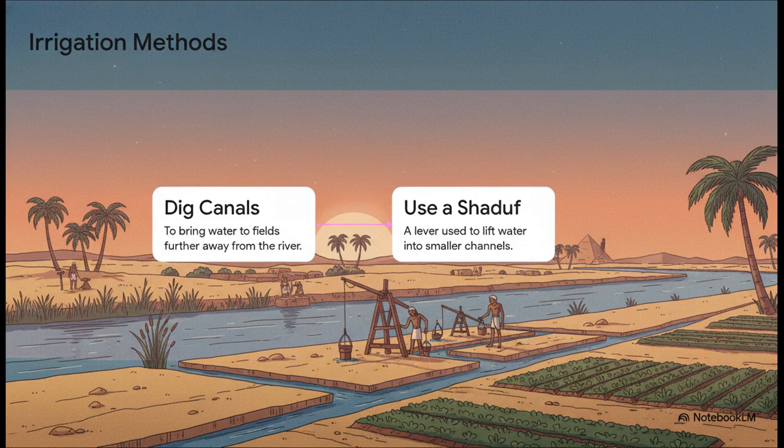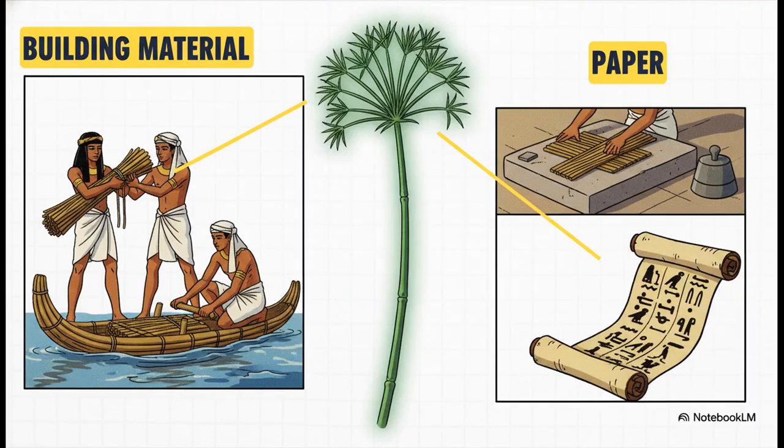Speaking of plants, question 17. Name 2 things the Egyptians used papyrus reeds for. Pause. Papyrus was a total super plant. Not only did the ancient Egyptians use it to build things like boats and houses, but they also famously invented the world's very first paper from it. They just pressed its stems together. Can you imagine writing your homework on a plant?